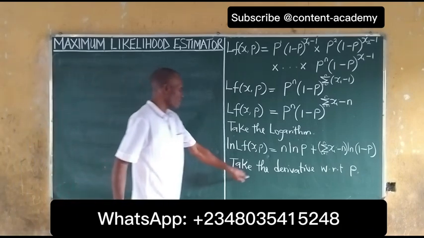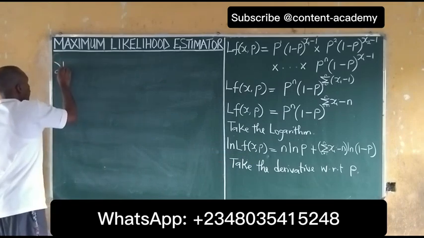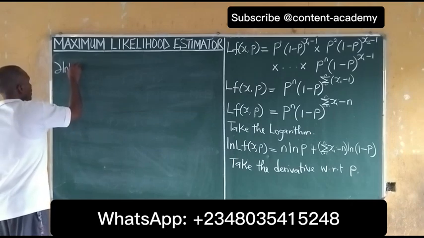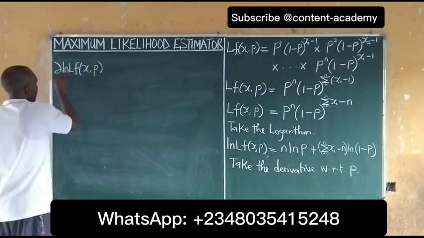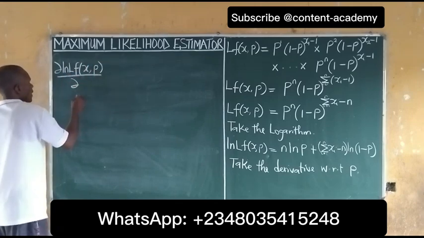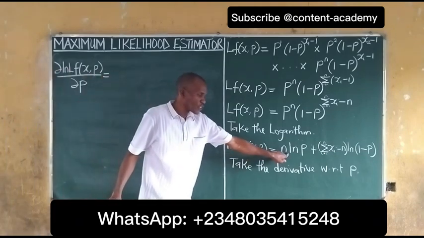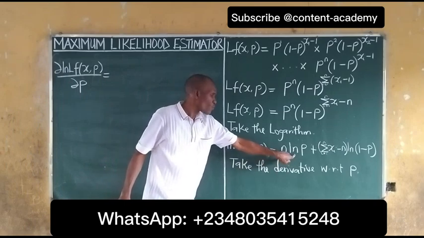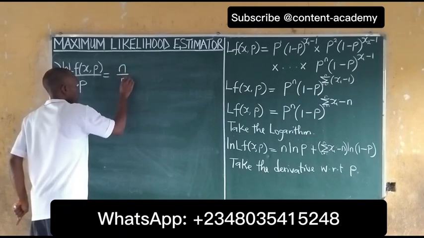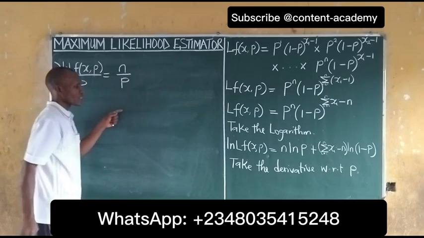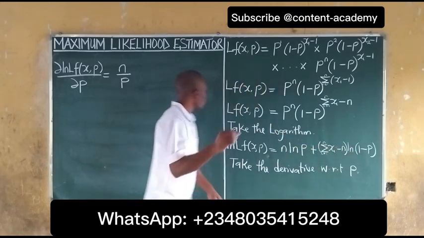So taking the derivative with respect to p, we write it this way. The derivative of the log likelihood of f of x, p, divided by the derivative of p with respect to p. Now, if you differentiate this with respect to p, we have n all over p. That is what we get.